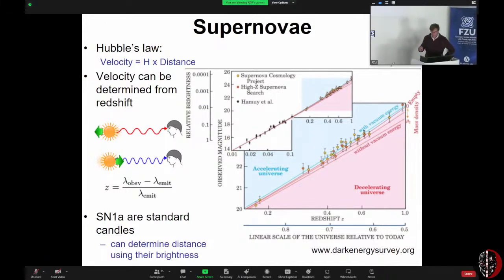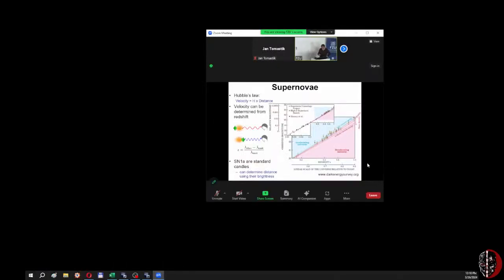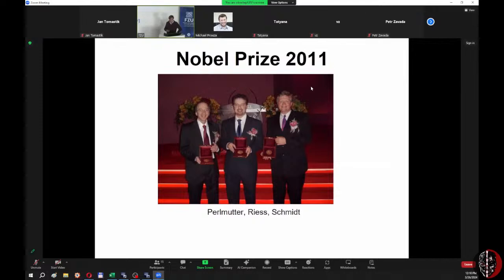Now, if things are as predicted without dark energy, then they would follow this line without vacuum energy. So that's yet another terminology for dark energy. And then with dark energy, the data deviate from this line. That's basically the measurement that led, about a decade ago, a bit more, to a Nobel Prize for these three gentlemen.